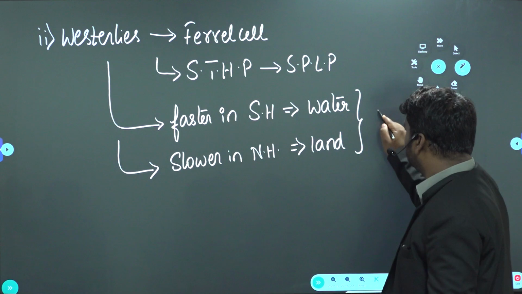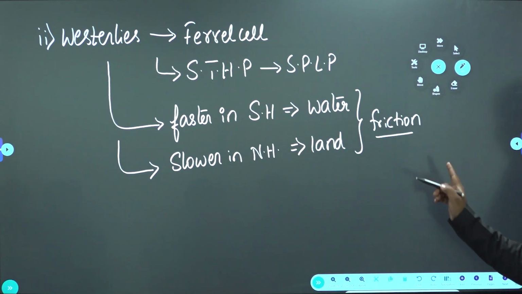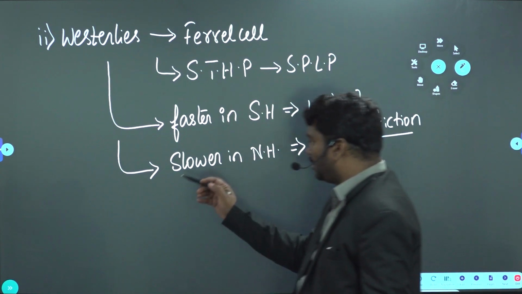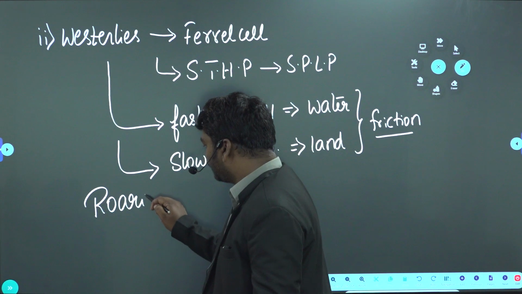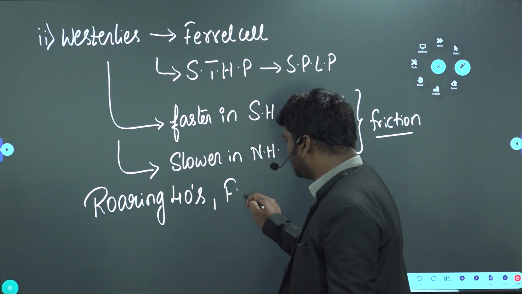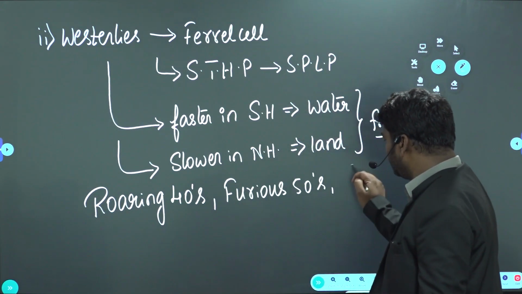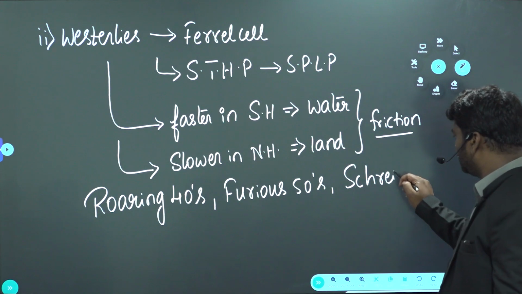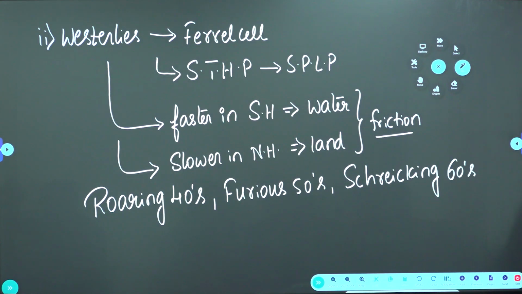Faster in southern hemisphere due to what? In other words, friction. I hope you recollect. It is known as roaring 40s, furious 50s, shrieking 60s. Fine.